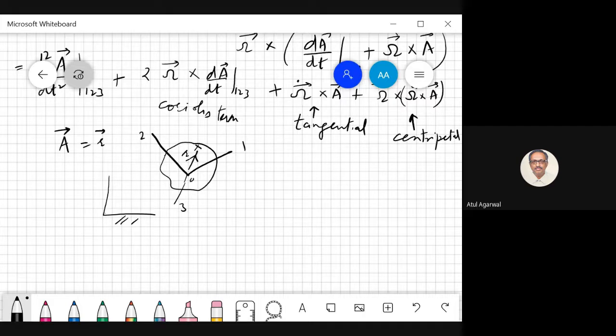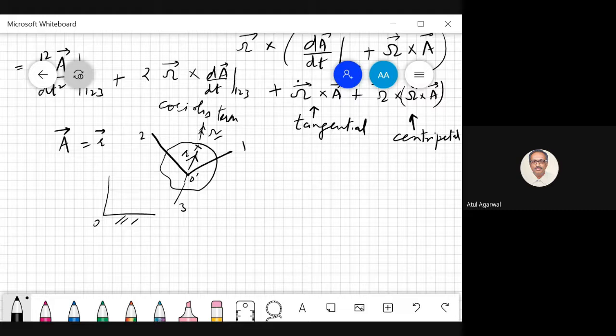Suppose this point, the origin, is fixed. The body is rotating about an axis passing through this origin with an angular velocity omega. So this is an embedded system rotating with the body. So what is your vector?